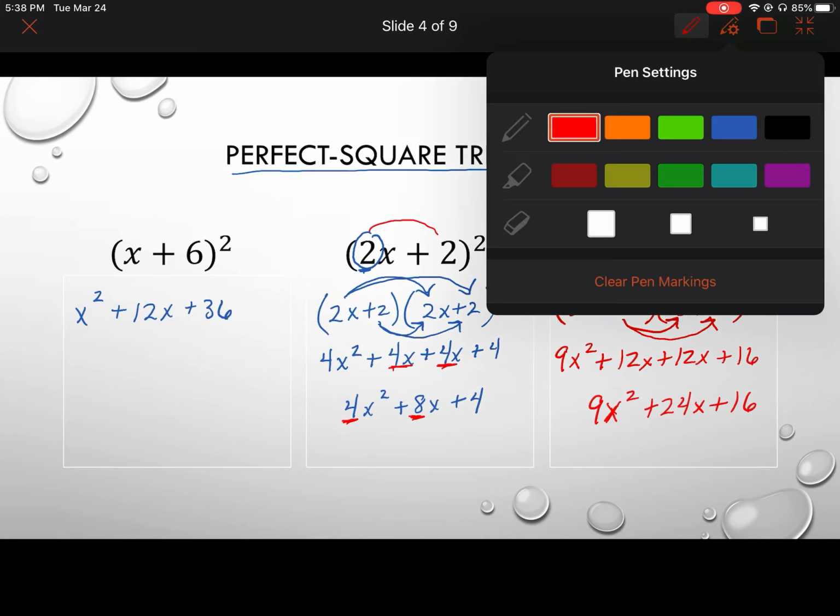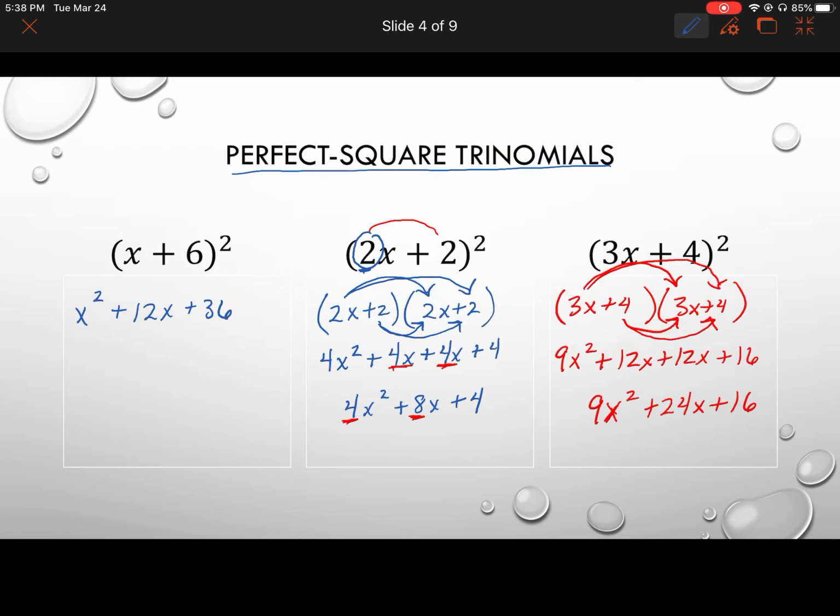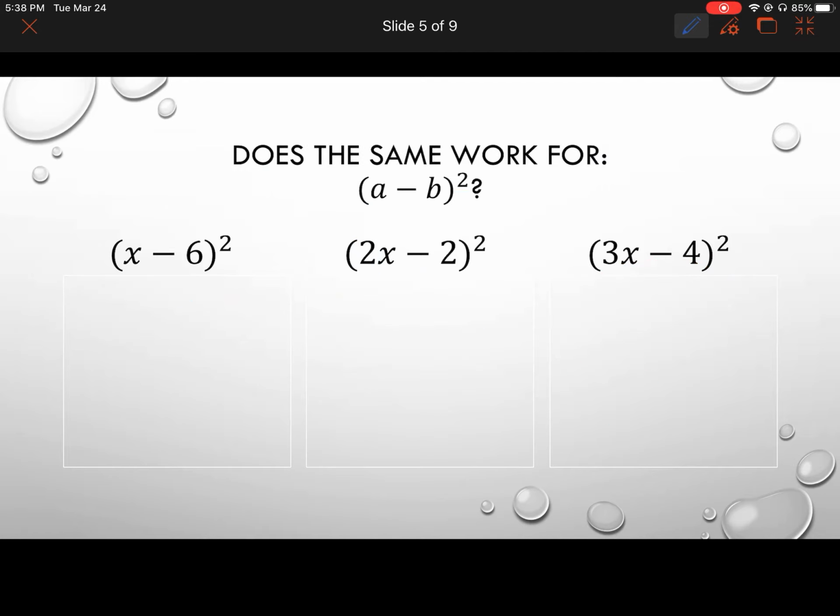So let's compare this to what I talked about on the previous slide. Notice something interesting here. Again, those middle terms are both even. Hopefully you remember what it means to be even, because we're going to use that later.